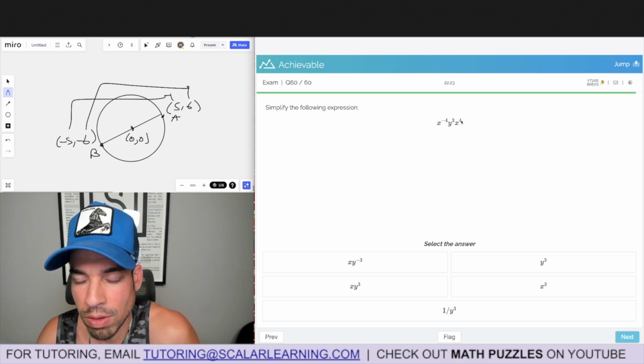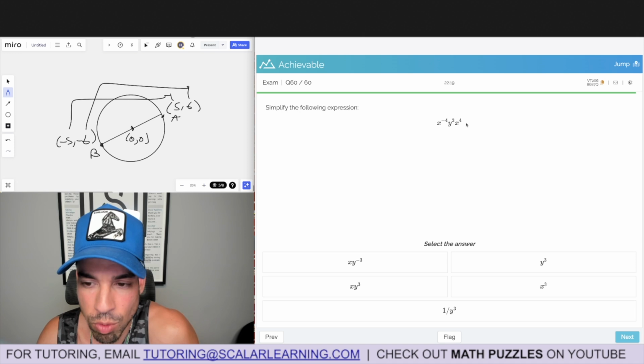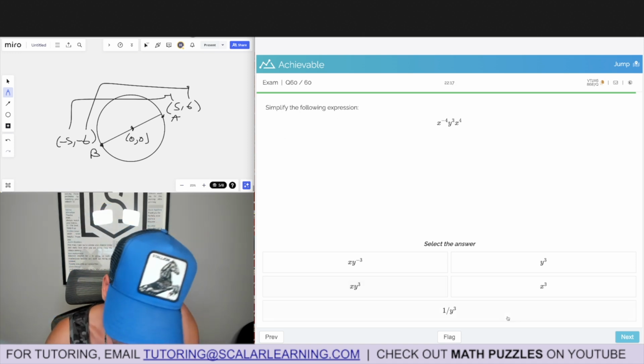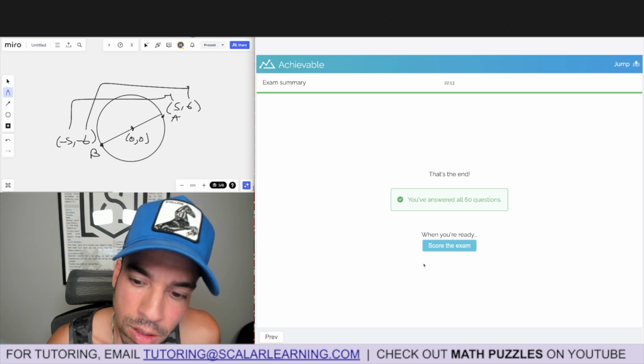So -4 and 4 are going to add together for those x's because it's the same base. -4 plus 4 is 0. X to the 0th is 1. So we end up with just y cubed. Boom, done. Okay, I think we got it.